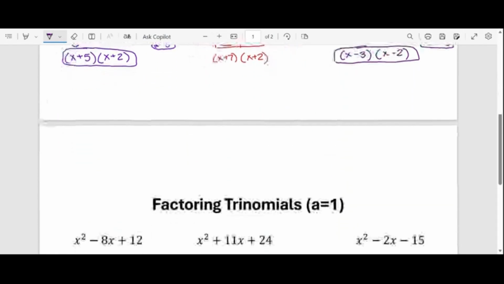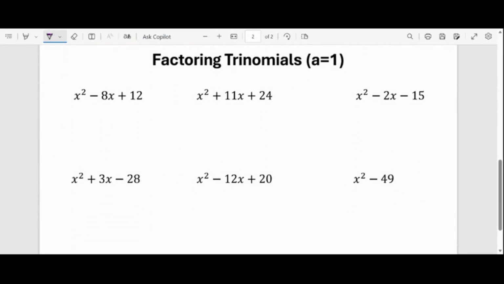Let's try 6 more here. Okay. You'll see we have another one with a negative in the middle. So if we are multiplying to a positive number and adding up to a negative number, both of the numbers are going to have to be negative because a negative times a negative gives you a positive number. X squared goes here, the negative 8x goes right here, and then my 12 goes in the bottom. I'm trying to multiply to a positive 12. And remember, both numbers have to be negative in order for us to get a negative number in the middle.